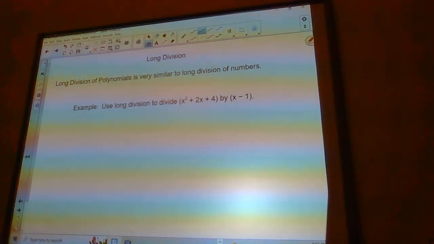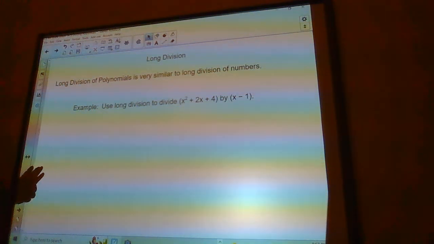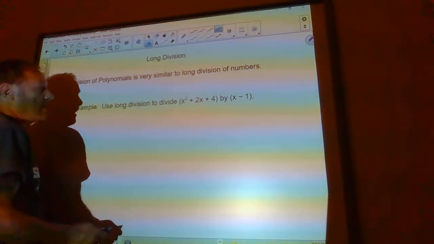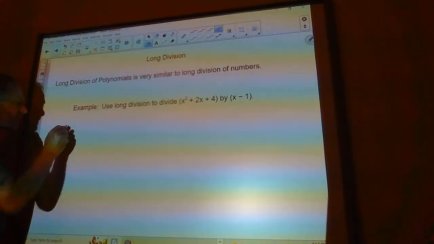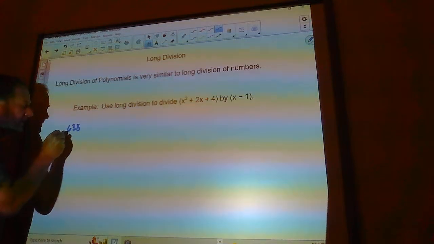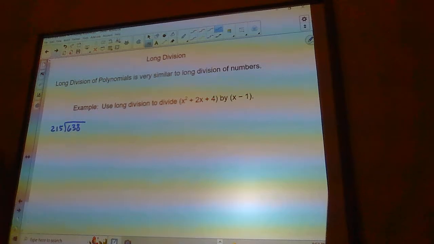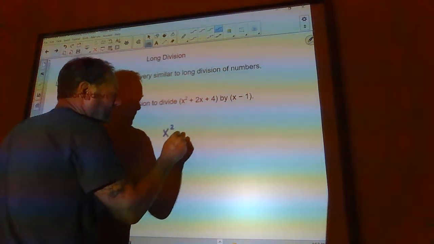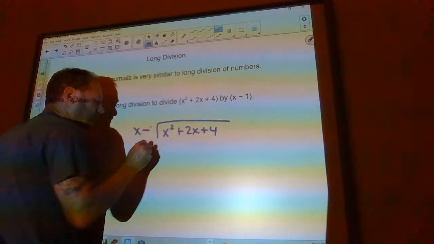Okay. Now, how to use long division. Long division comes in really handy when you have polynomials that are divided by other longer polynomials. Okay, and you do this just the same way that you would do something like 638 divided by 215. Okay? You're going to do the same process. So I'm going to take x squared plus 2x plus 4. I'm going to divide that by x minus 1.